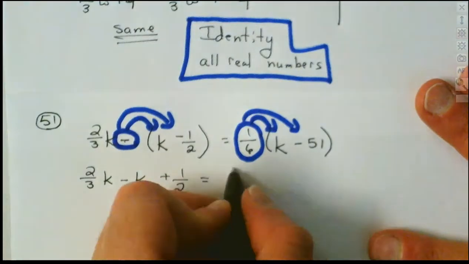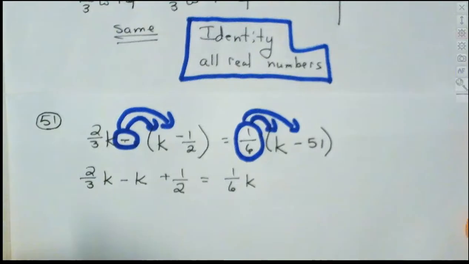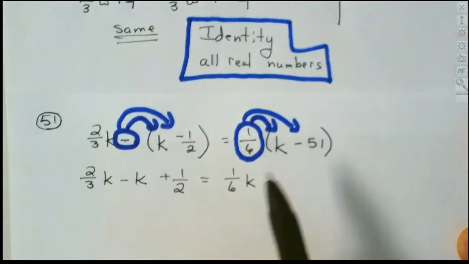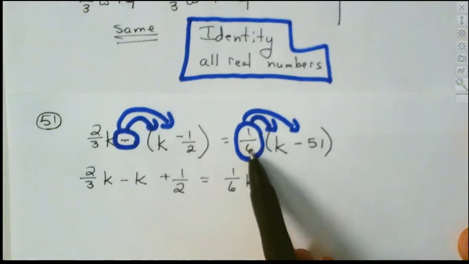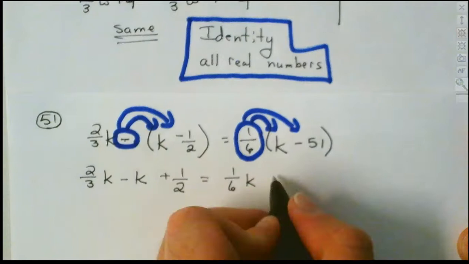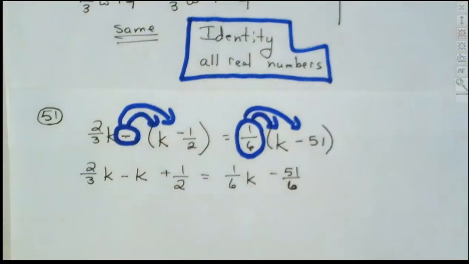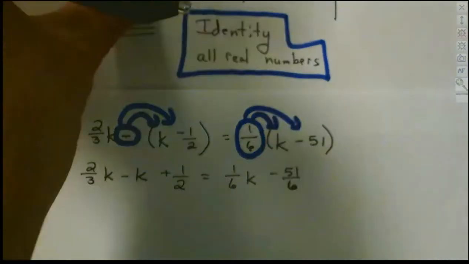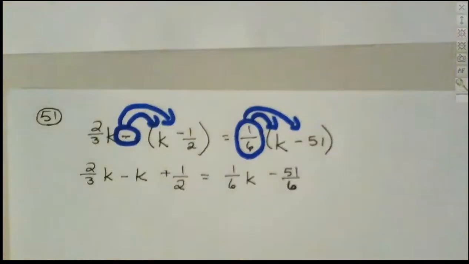On the other side, we've got 1/6 k. And what about here? Well, we can reduce it down if we want, but let's just leave it as it is. So we have 1/6 times negative 51. So that's going to be a minus 51 over 6. Now you could reduce that down to 17 over 3, but it doesn't matter because we're going to get rid of it. You can reduce fractions down if you really want to. Not going to matter because we're going to get rid of it. Because that's a 51 over 1, so nothing to clear out there.